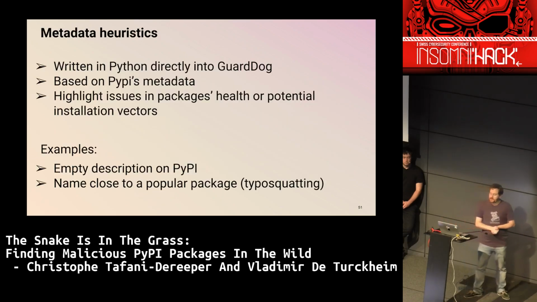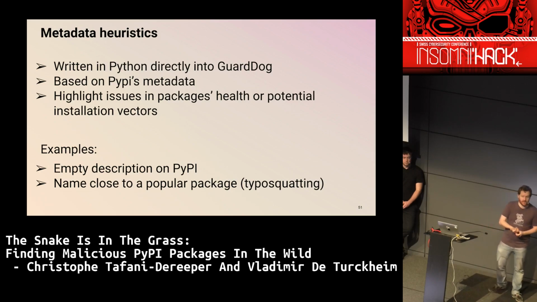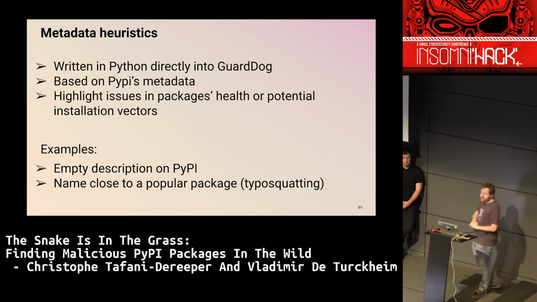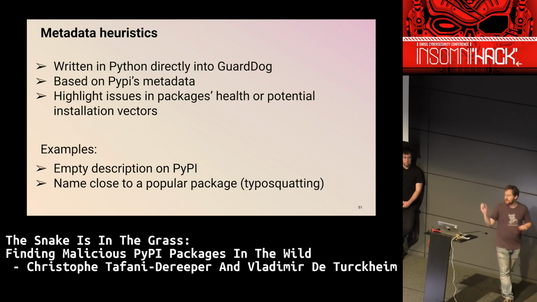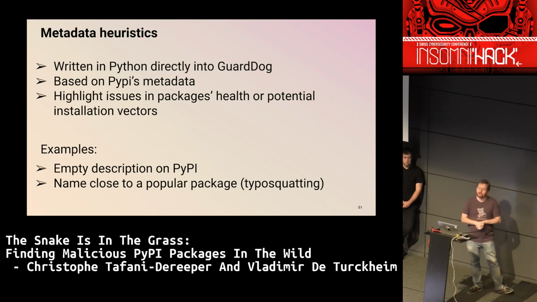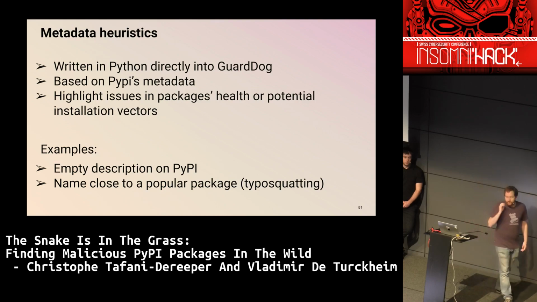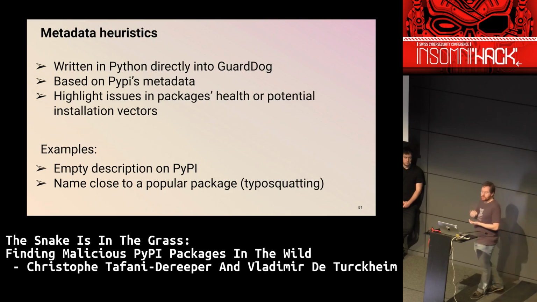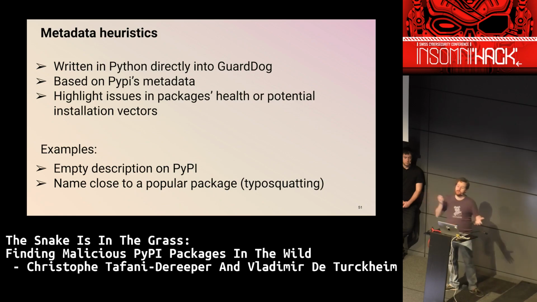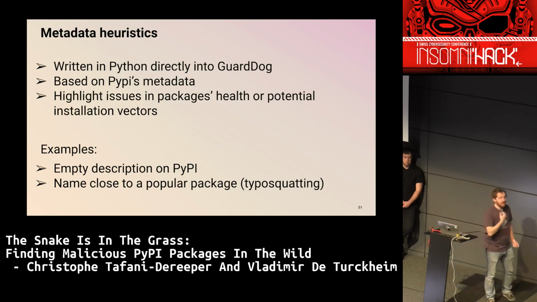Regarding metadata, they are written in Python, so if you can read Python, you can read them and update them. They are directly in Guarddog's code base, which is open source and public on GitHub, and it's based on PyPI's metadata or NPM metadata for the NPM support, and it will highlight issues in package health or potential installation vectors. For instance, we detect something that has no description on PyPI. We detect something that has a name too close to a very popular package to find potential typosquats.